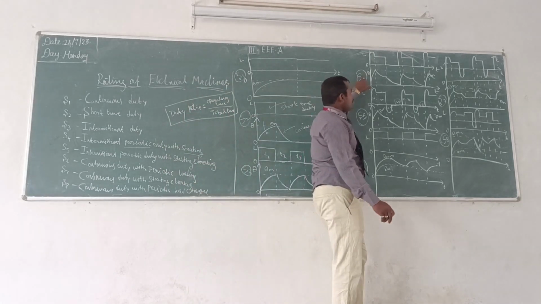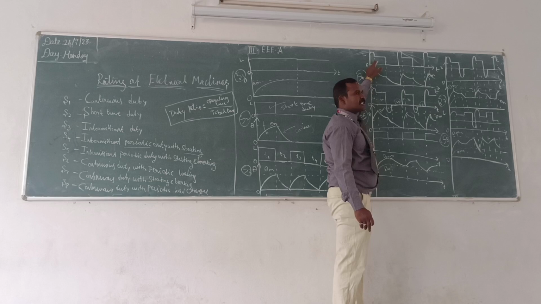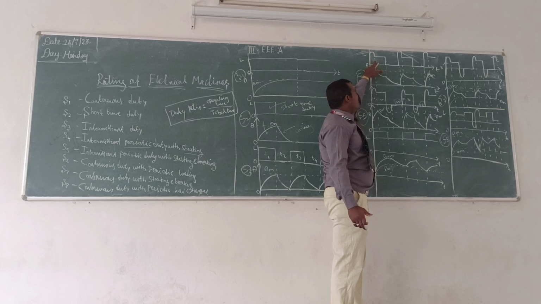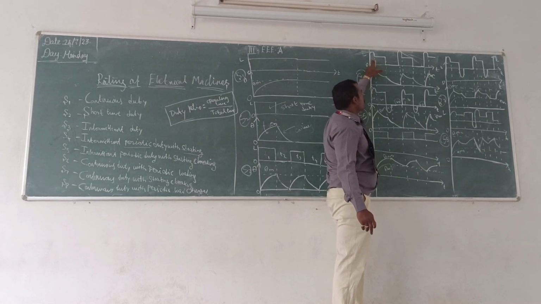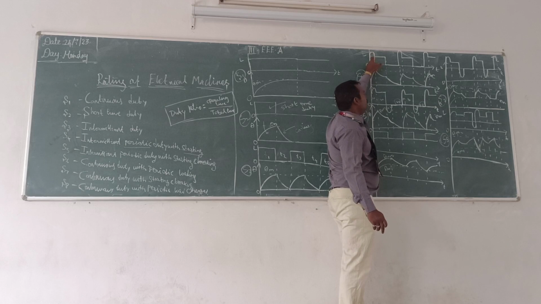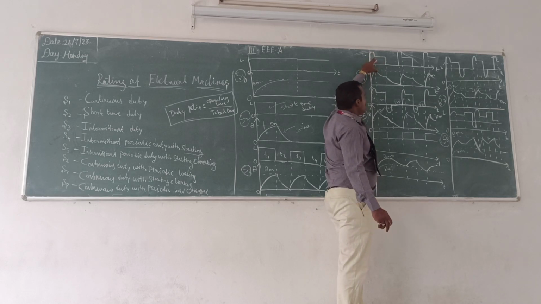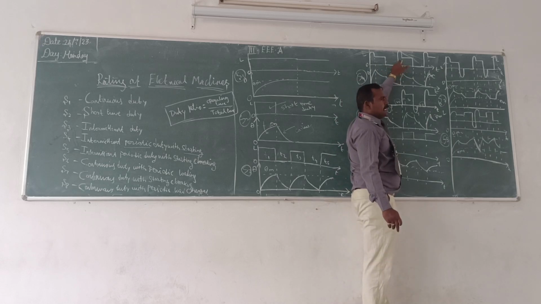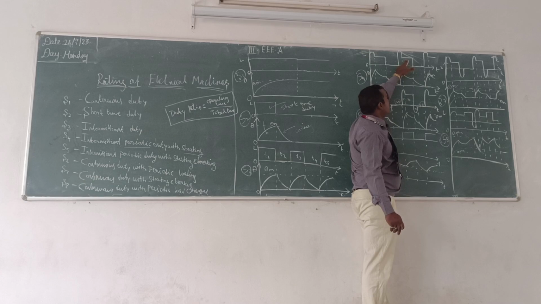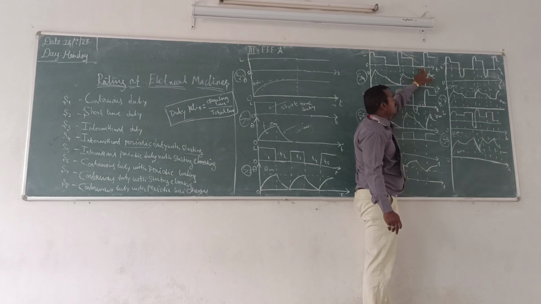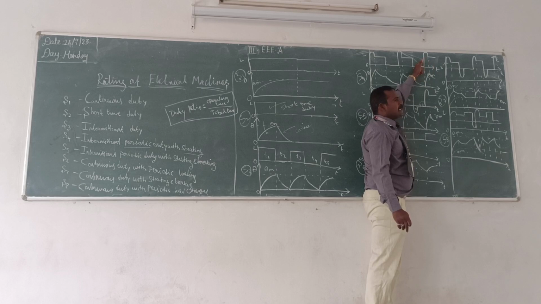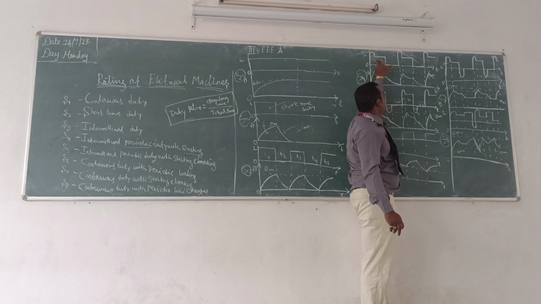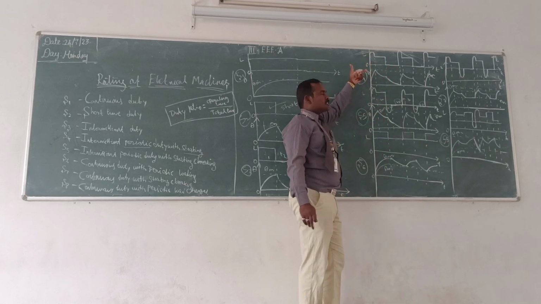Then S4, intermediate periodic duty with starting. Starting means the same thing, but you are applying somewhat extra load, up to the rated current. So the curve becomes like that. At the time of starting itself, extra load is applied. Then again normal load, and the machine goes to rest. Again at starting time the load is applied extra, then normal load, then it reaches 0, which is the rest period. Again at starting time the extra load is applied. So during the starting time you apply extra load, which is why we call it intermediate periodic duty with starting, right?